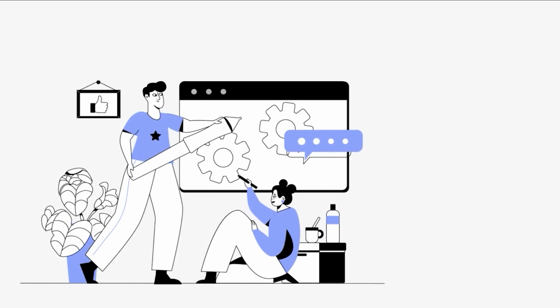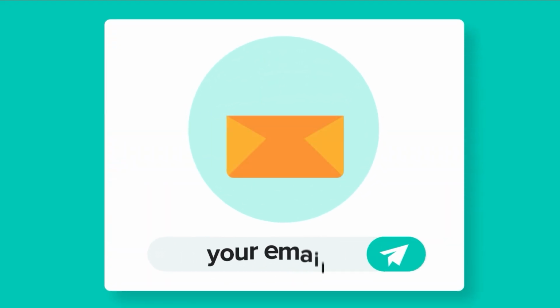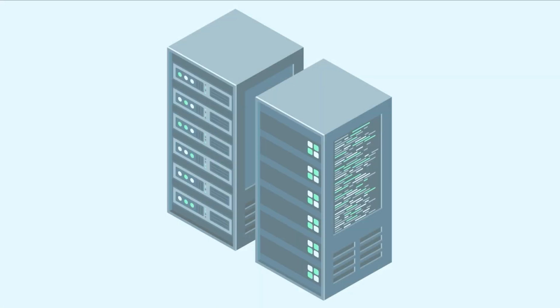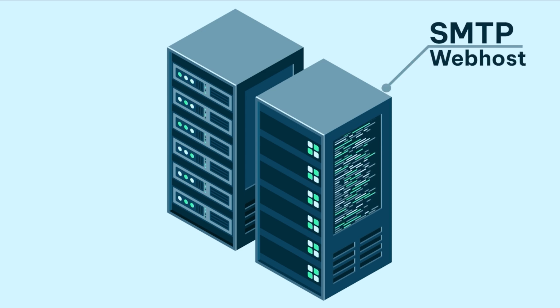We need to set up our SMTP settings before we send emails because when an email is sent, it's transferred over the internet from one server to another using SMTP. In our case, we are using our web host to send mails from our website.